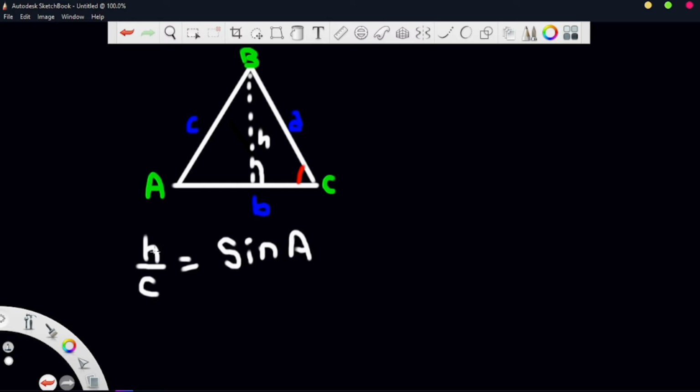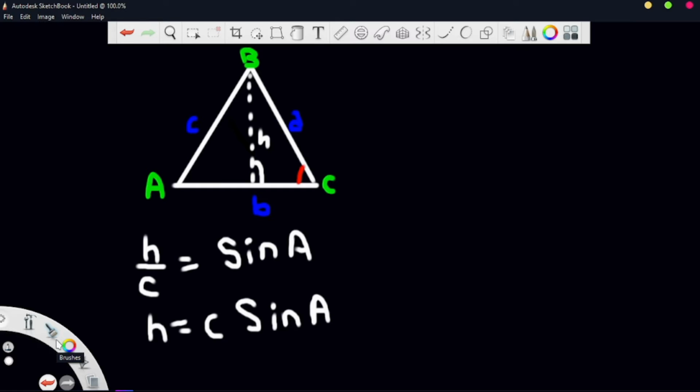So what we mean is that this H, when we put it over C, gives us the sine of the angle A, which is just the opposite side. So in short, our H is equal to C sine A. We can put it in terms of that.